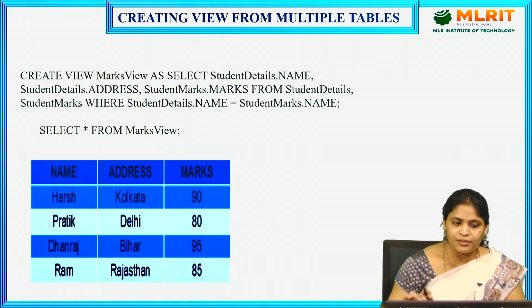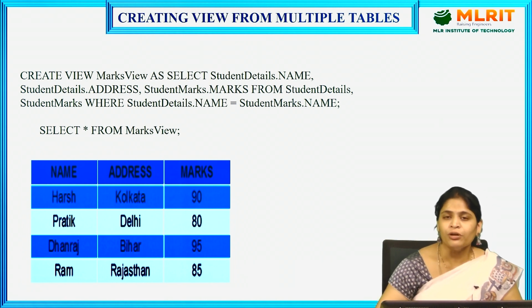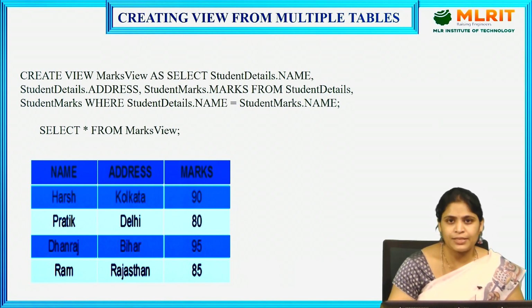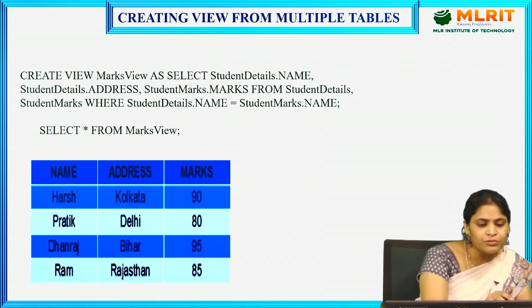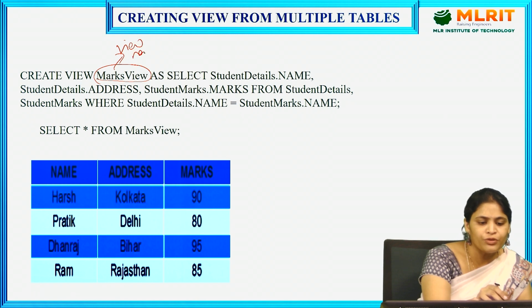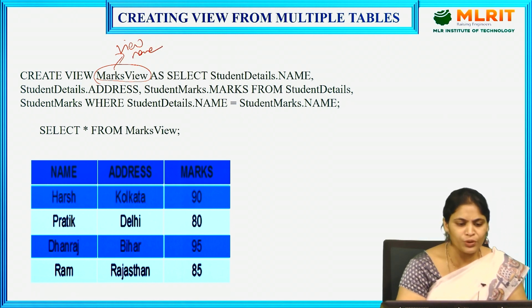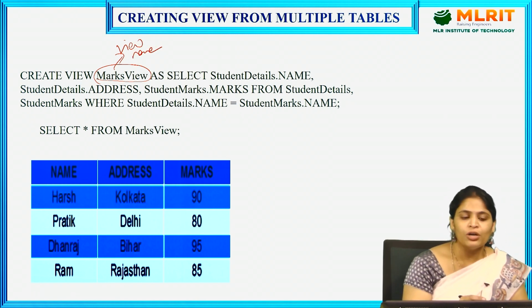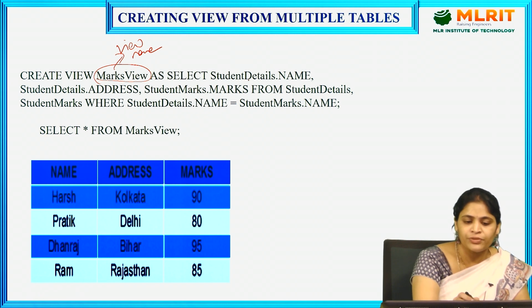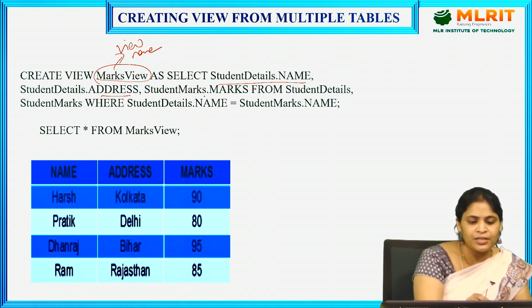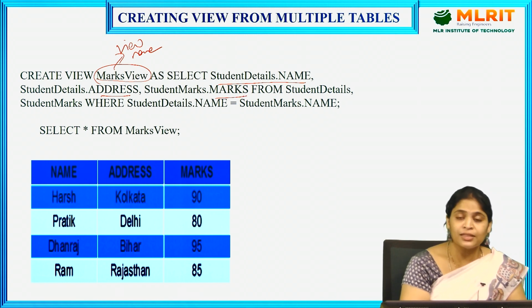So next, let us create a view by using multiple tables. So, create view marks view. This is the view name. Here we select some of the columns to represent this view. So what are the columns here? Name, address, marks. These are the 3 columns.